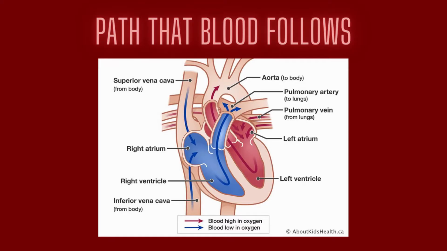Let's get more detailed and talk about the path that blood follows through the heart in order to get to its final destination, which are the cells in our body. Blood always follows the same route throughout your heart. Valves along the route make sure the blood is going the right way.